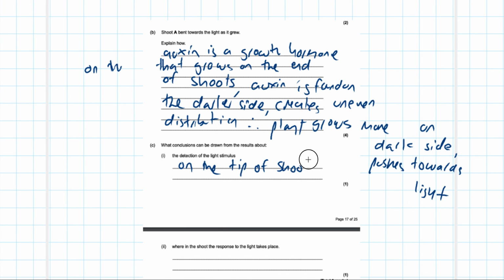Where in the shoot does the response to the light take place? It takes place just behind the tip, because it's not right on the tip, that's where the light is shining. But all the auxin is produced at the top of the tip, and it's all there, so that pushes it round towards the light. You could also say "below the tip", etc. That's fine.